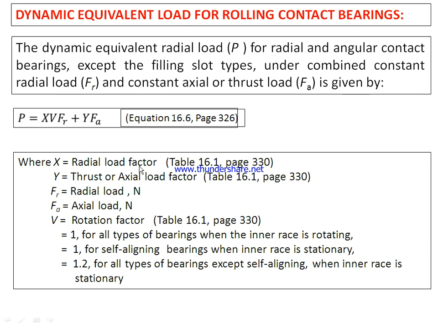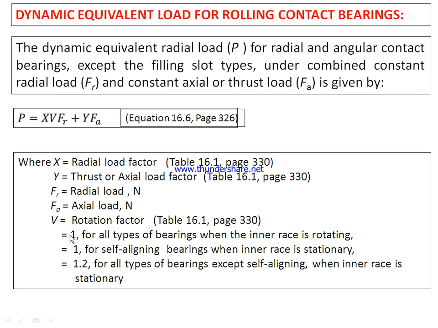X is the radial load factor, which can be obtained from table 16.1, page 330 of Design Data Handbook by Mahadevan. Y is the thrust or axial load factor, again obtained from the same table of the data book. Fr is the radial load coming on the bearing. Fa is the axial or thrust load coming on the bearing. V is the rotation factor, again obtained from table 16.1 of the Design Data Handbook.